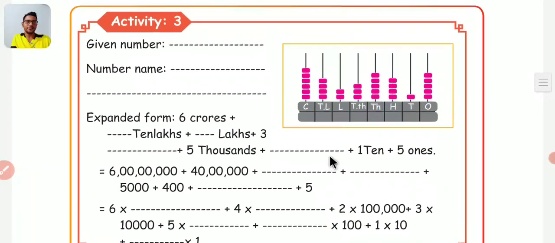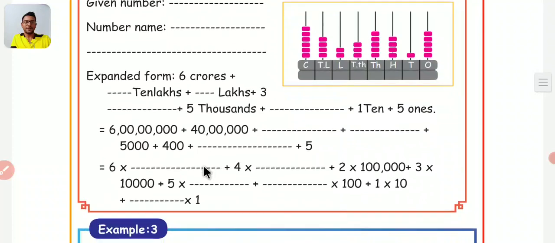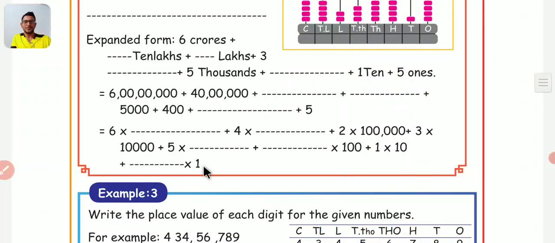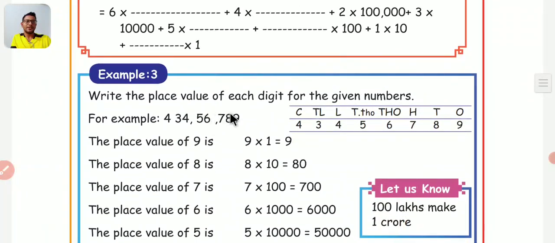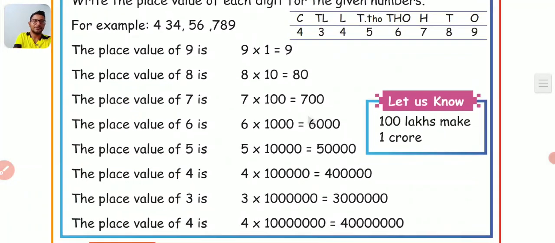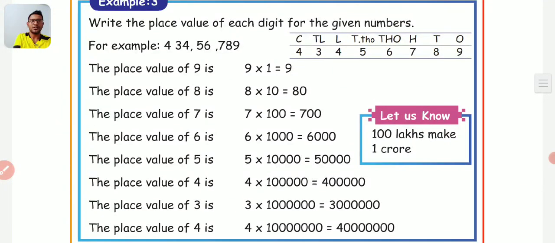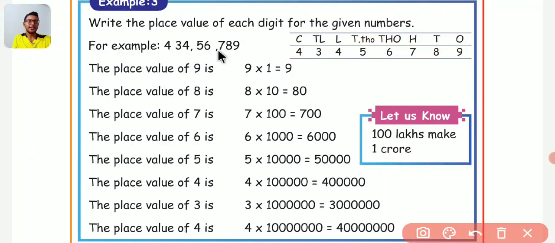So this is the same activity, students. We have to write the number here and the number name. This is the expanded form. Okay, I already taught you 2 times, so you can do it. So write the place value of each digit for the given numbers. Yes, now I explain it. How to write the place value? This is very easy. For example, here they are giving one number, okay.